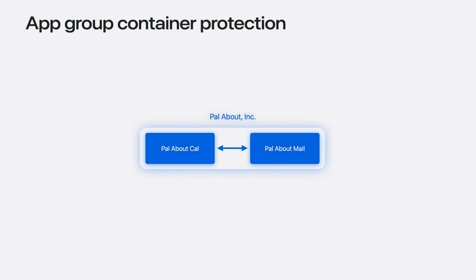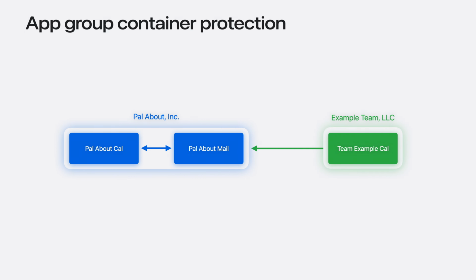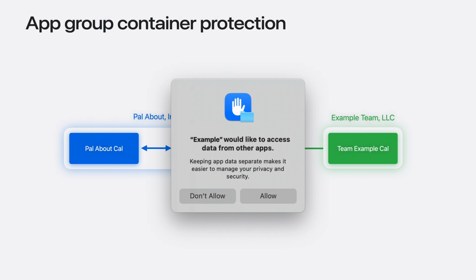This is a great way to share data between your apps while keeping it protected. Similar to app containers, a prompt will be shown when apps from other developers attempt to access your group's shared container, requesting their permission prior to the data being shared. In this example, a prompt appears when Example Team Cal tries to access Palabout Mail data in the shared Palabout container.